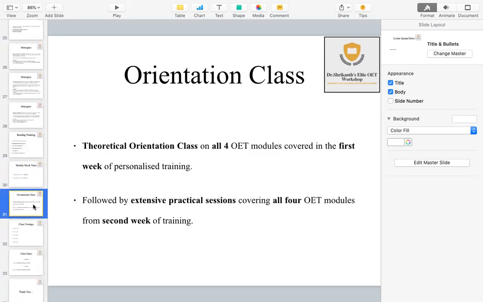Regardless of whether you choose the 2 month course or the 1 month course, you'll get a theoretical orientation on all the 4 OET modules in the very first week of the training. That is followed by extensive practical sessions covering all the 4 OET modules from the second week of training. That is how I have designed my classes. All my classes are very much result oriented. I do not coax or canvass my students. I only care about my students' results, and everything is result oriented.